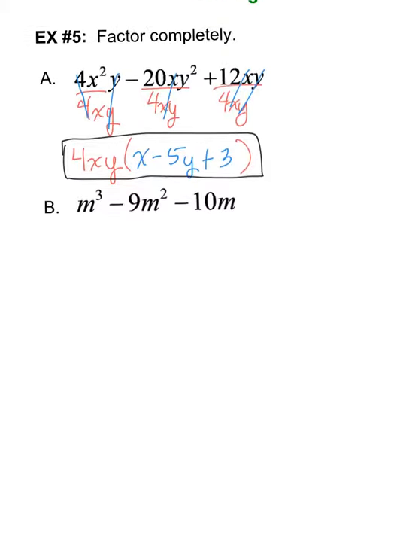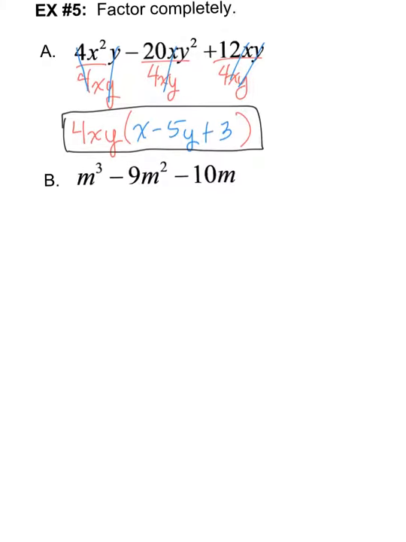All right, let's look at B. So for B, there are no numbers that they have in common, but they all have an M, and the most M's that I can take away and take the same amount would be 1M. So I'm going to divide them all by M and pull an M out in front. So M cubed divided by M is M squared minus 9. M squared divided by M is M. These M's cancel and we have a minus 10.